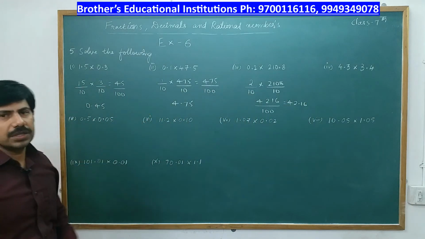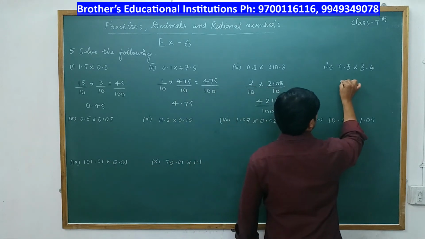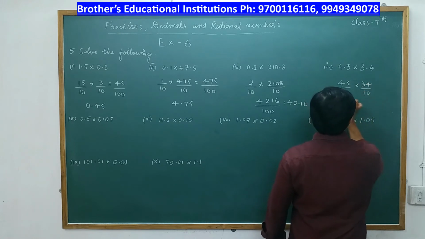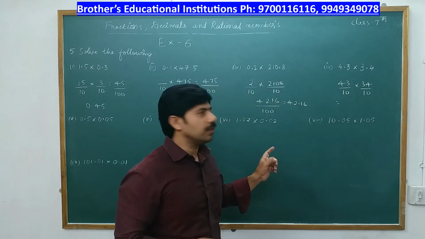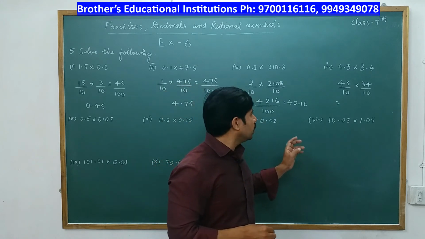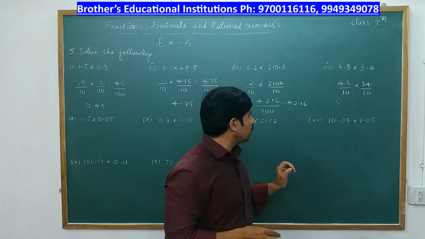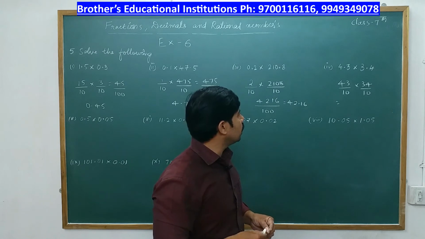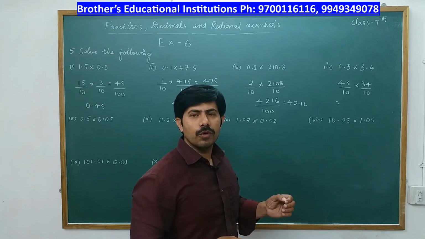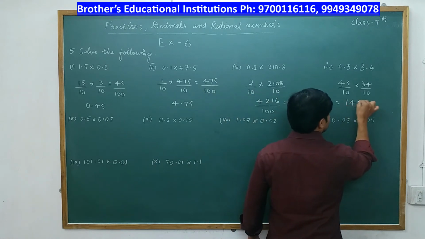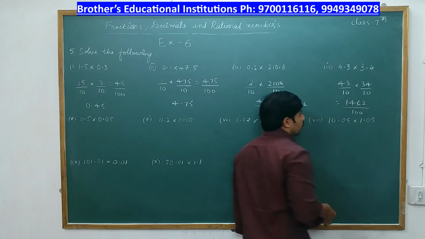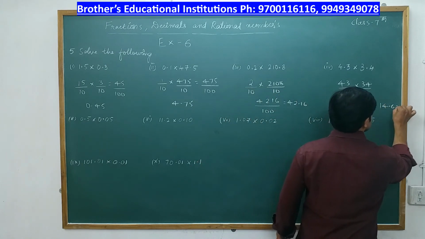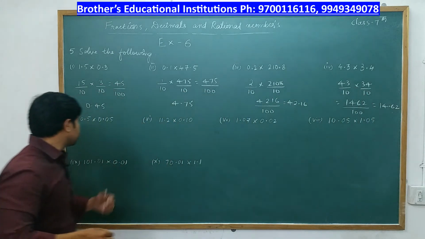Okay. So now next one is the fourth one. 4.3 into 3.4. 43 by 10 into 34 by 10. So we have to multiply 43 into 34. So 43 into 34, if we multiply, we get 1462. We get 1462 by 100. So for 100 we have two zeros, so we shift the decimal now. So that is 14.62.